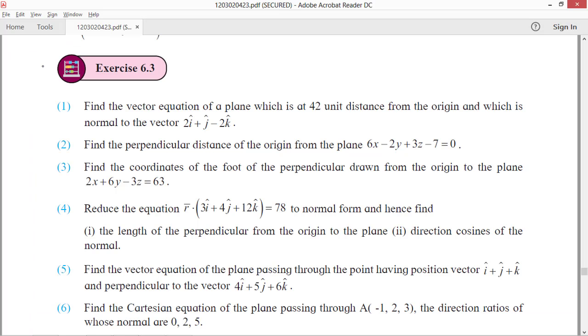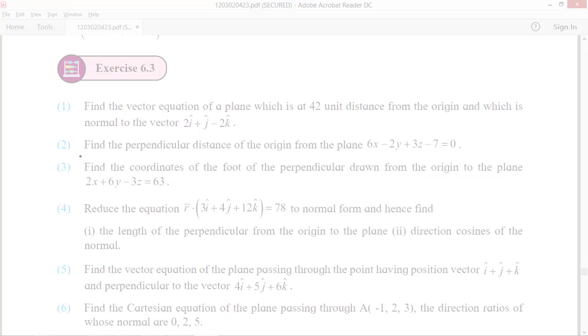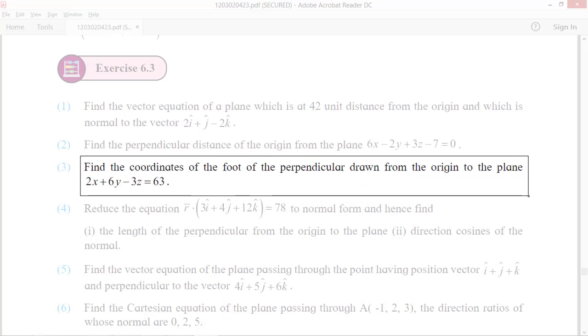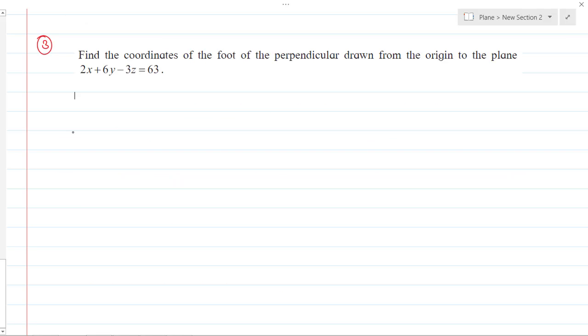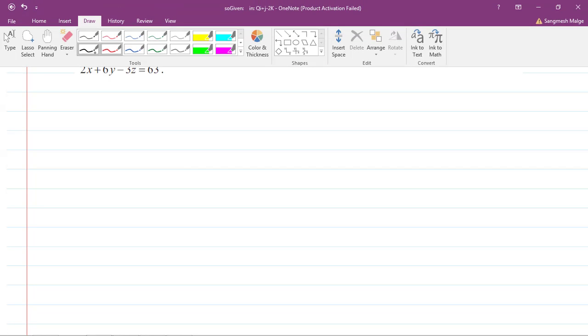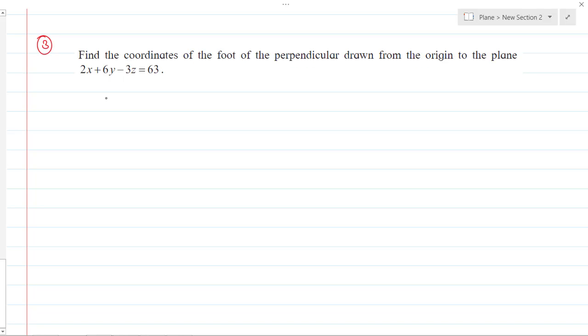So let me take the question. The question statement is like this: find the coordinates of the foot of the perpendicular drawn from the origin to the given plane. Let me paste it here. So it is again a very simple question. Just now we have seen the concept which is required in this question. See here, they are asking for the coordinates of the foot of the perpendicular, which is nothing but m. This we have considered during our proof.